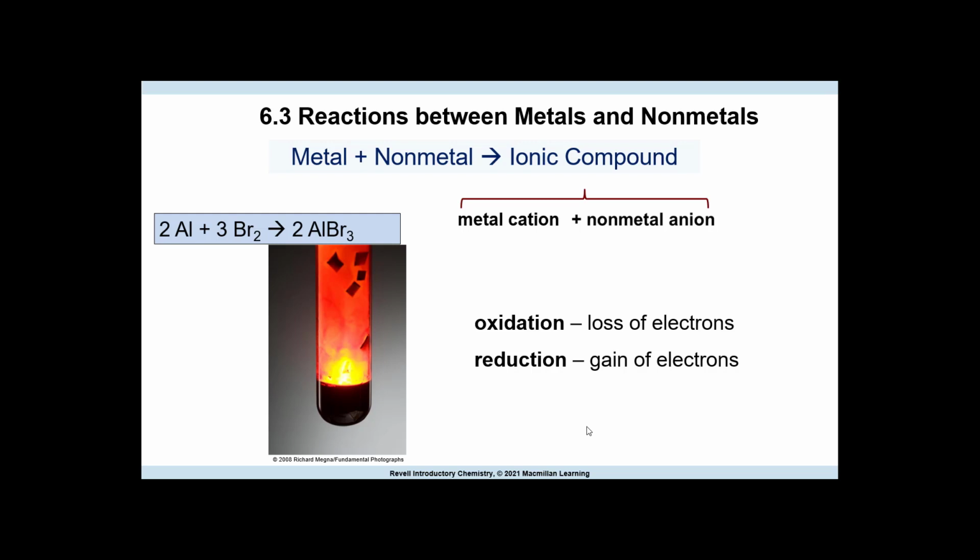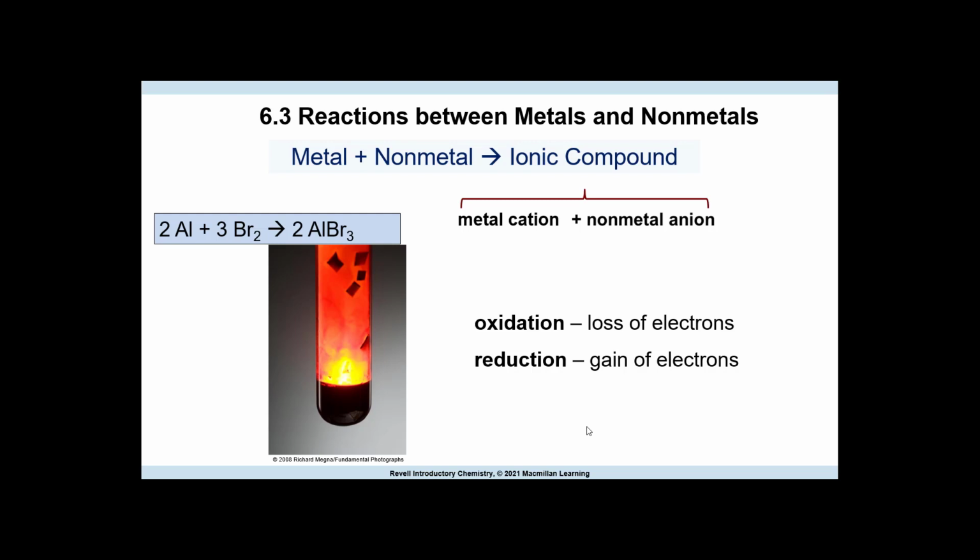In these reactions, the metal loses electrons to form a positively charged ion, which is a cation, while the nonmetal gains electrons to form a negatively charged anion. The result is an ionic compound. The reactions of metals and nonmetals are examples of an oxidation-reduction reaction. We call this, for short, redox, R-E-D-O-X, redox. And that's just an abbreviation for oxidation and reduction.